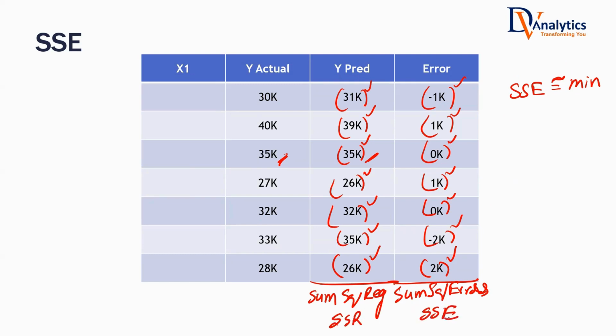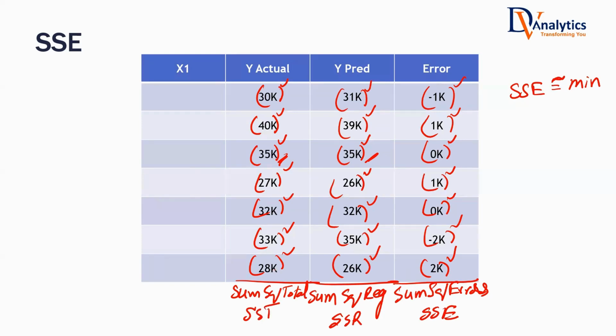This is denoted by SSE. If you take the squares of these values, that is known as sum of squares of total, SST. There's some theory which proves that sum of squares of total is equal to sum of squares of regression plus sum of squares of error. SST is equal to SSR plus SSE.